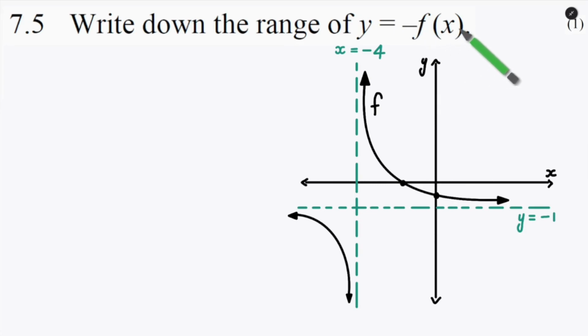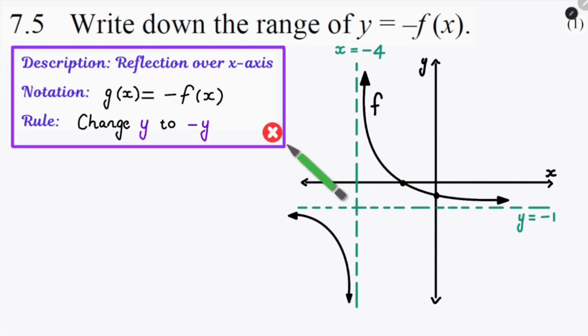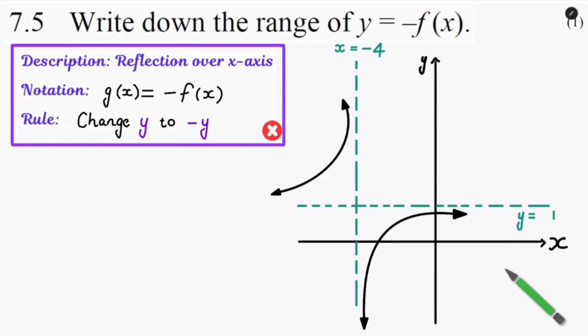In question 7.5, we need to write down the range of y equals minus f of x. Now that minus in front of f of x is telling me there's a transformation at play over here. And if we have a look at the relevant transformation rule, when you have this notation, a new function equals the old function with a negative being multiplied in front, that is a reflection over the x-axis. So we're going to take this graph and reflect it over the x-axis. And our new graph will look something like this. It's going to place our horizontal asymptote at +1, and that will definitely have an effect on range.